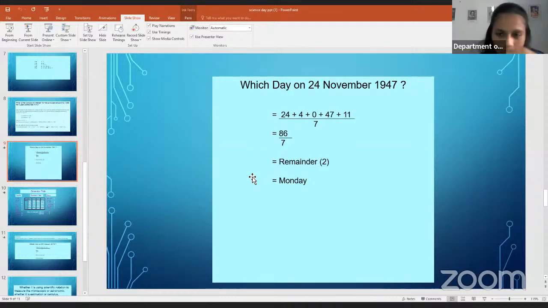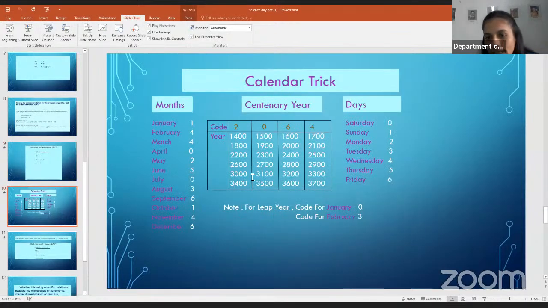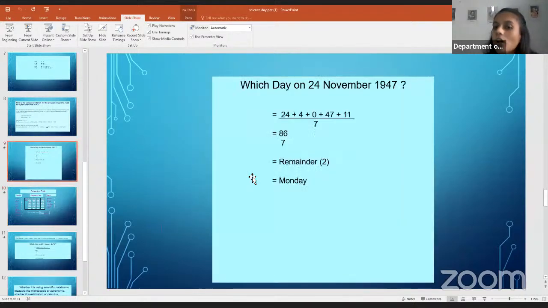So if we find the addition of the numerator, it is 86. So it is 86 divided by 7. Now we will consider the remainder of this division. The remainder we got is 2. So in the table, what is the day for the code 2? It is Monday, right? For 2, it is Monday. So it is Monday on 24th of November 1947.